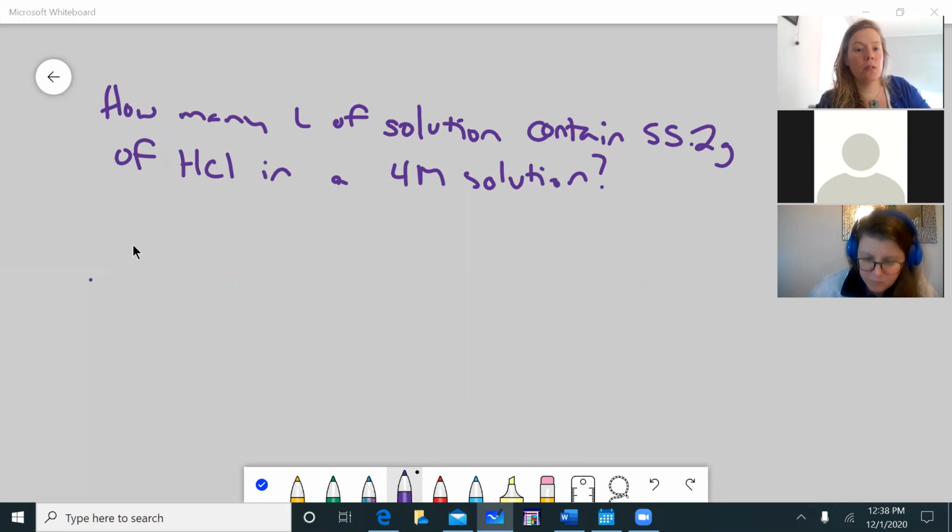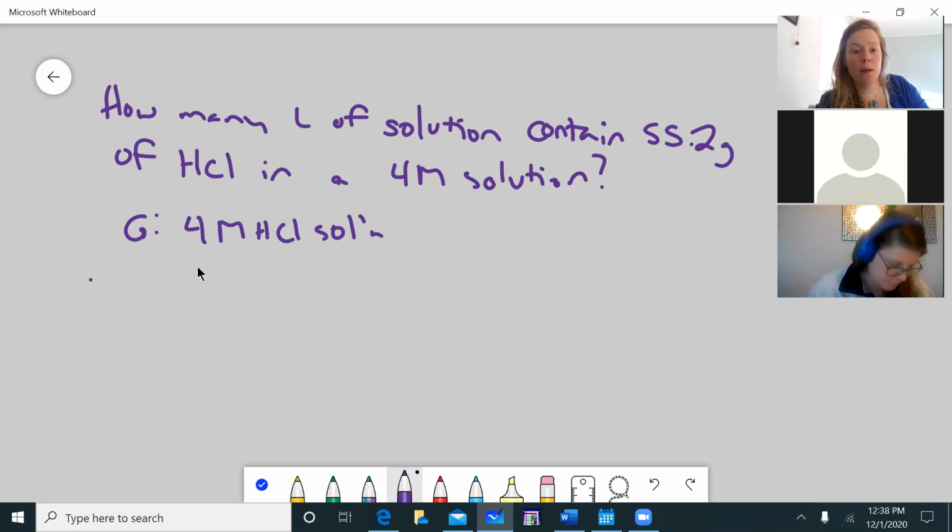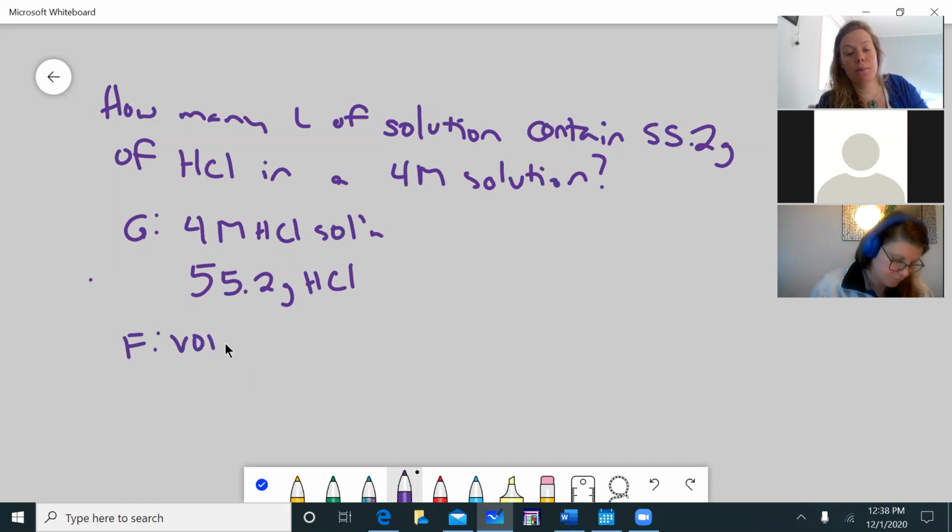Okay, so with this problem, we're given two pieces of information. We know we have a 4 molar HCl solution. So that's its concentration. We're also given how many grams we have. So 55.2 grams of hydrochloric acid, or the solute. We're trying to find volume.